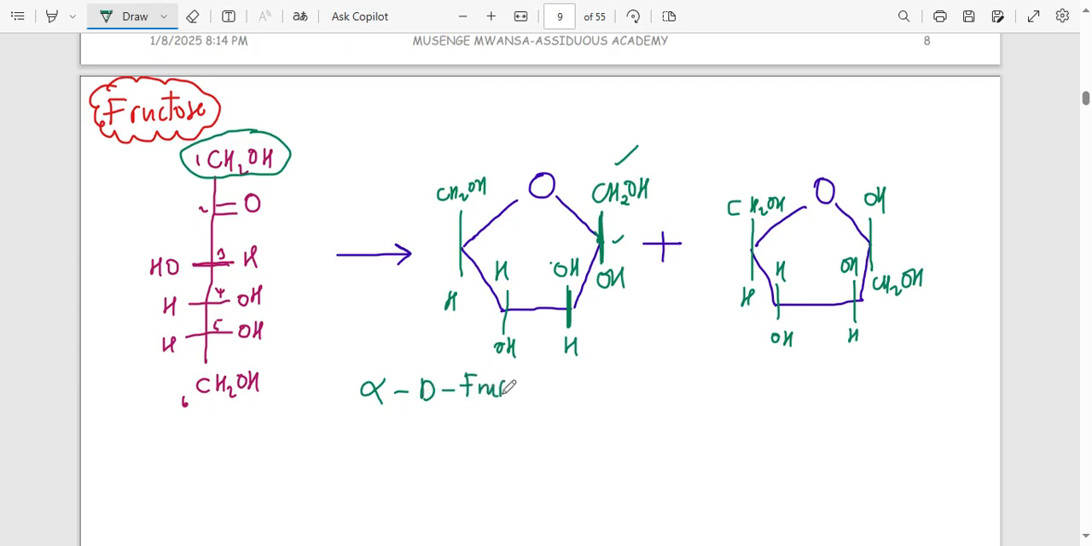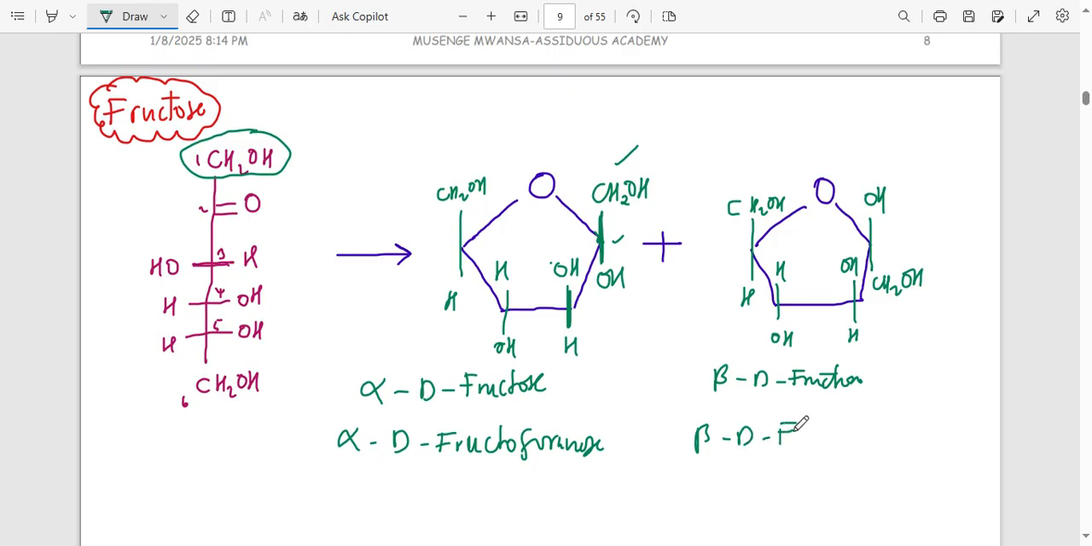Remember I said that it's only the D form of a molecule that can form a ring. So you can't have alpha L fructose. No, the L form doesn't form a ring. We can also call it alpha D fructofuranose. Remember this is a furanose, so we can say fructofuranose. When OH is on top, that's a beta molecule. So this is beta D fructose, also known as beta D fructofuranose.